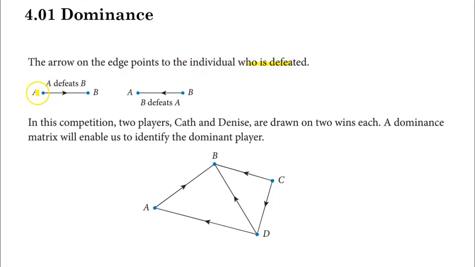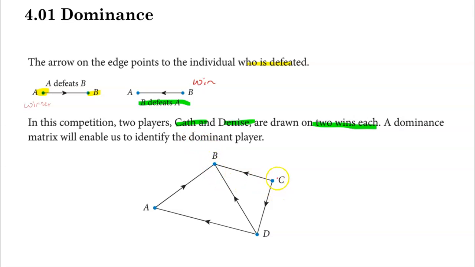That means over here, A towards B. That means A defeats B. So A wins. Yay, A is the winner. And for the second one, B defeats A. So that means B wins. So in this competition, the 2 players over here, C and D, are drawn on 2 wins each. So how do I know it's drawn on 2 wins each?